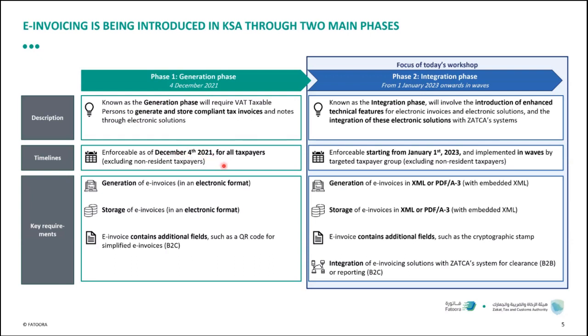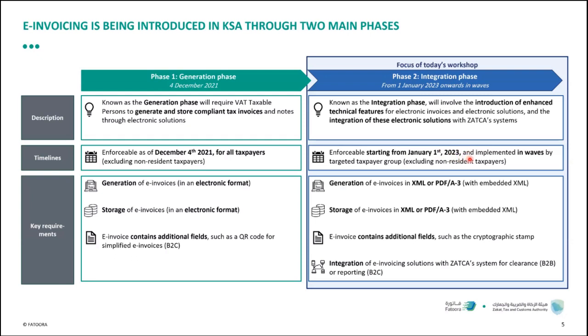So the key requirement was, as we mentioned, that taxpayers would have to generate and store the invoices in electronic format. There was some extra requirement when it comes to the fields expected in the new form, mainly the QR code for simplified invoices, or B2C. However, in the next wave, which is the integration, things will get more technical. As we mentioned, for wave 1, the enforcement started from 1st of January of this year. Wave 2 is going to start enforcement from 1st of July of this year as well. So each wave announced will have 6 months head start to start being compliant with ZATCA requirements.